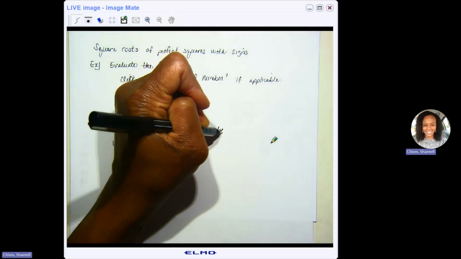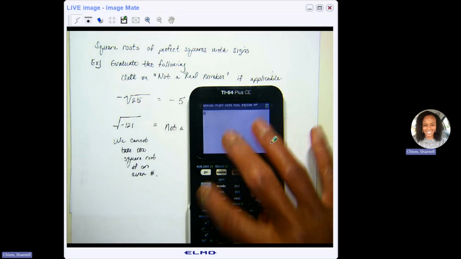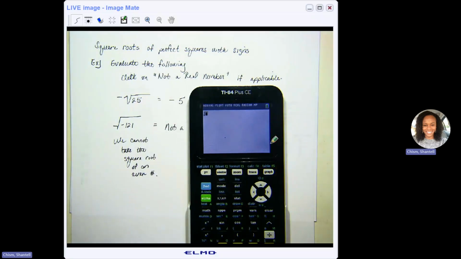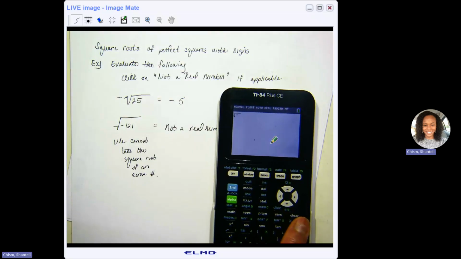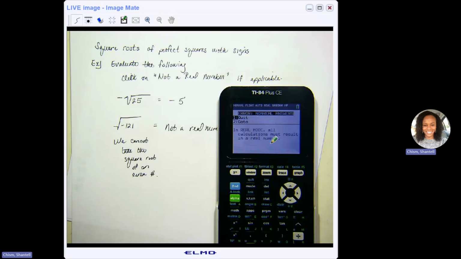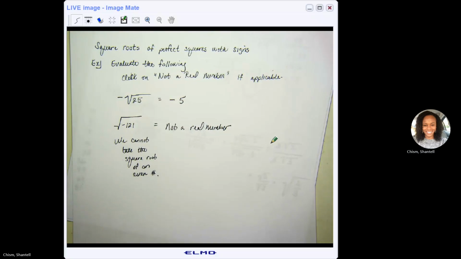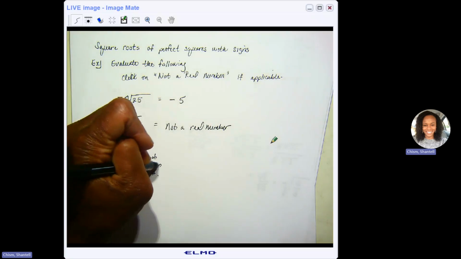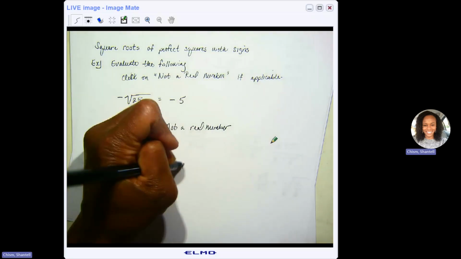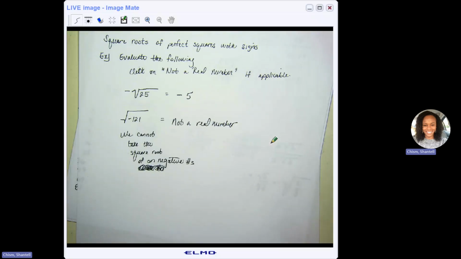And if you ever weren't sure, check your calculator. Press second x squared for the root symbol. Enter in the negative symbol right here, not the subtraction, and then type 121 and press enter. And it says non-real answers. Okay? Because you cannot take the square root of a negative number. I said even, but I meant negative numbers. You cannot take the square root of negative numbers. Okay?